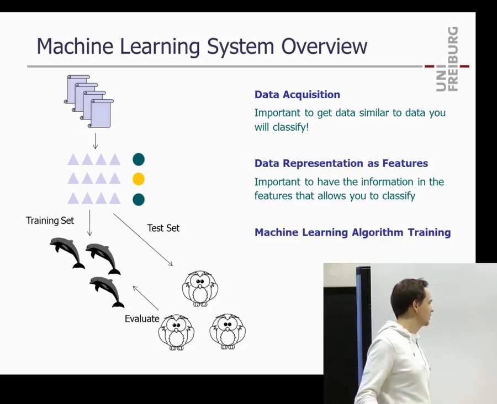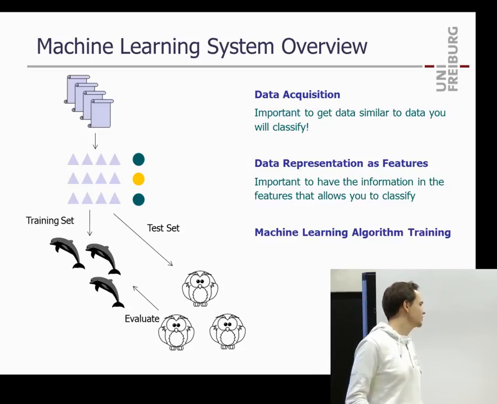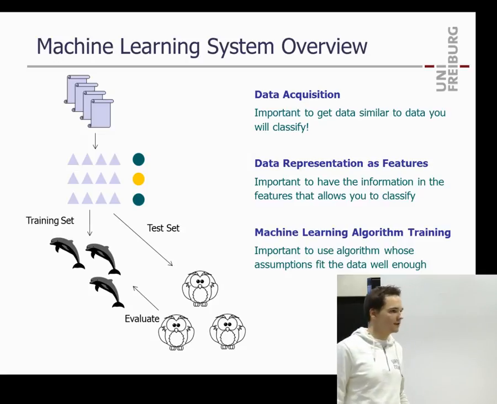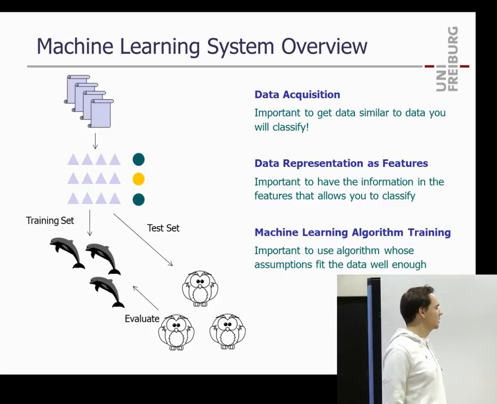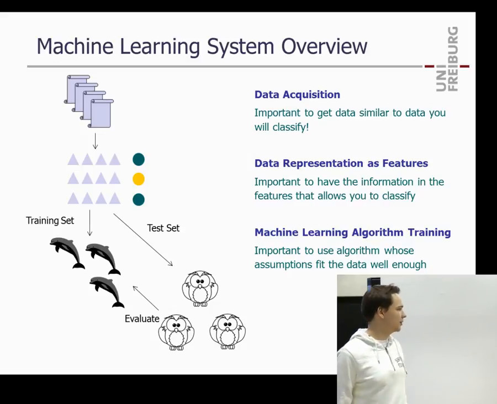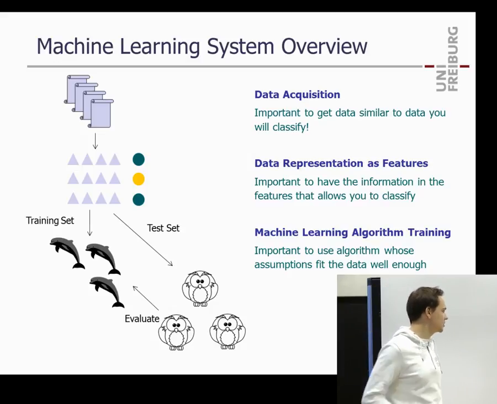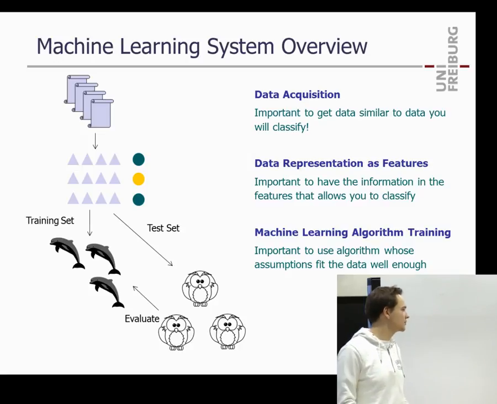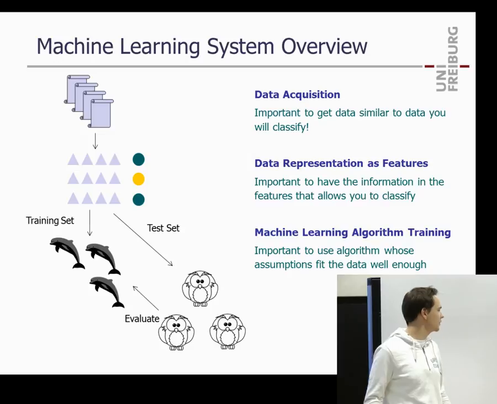Then comes the machine learning algorithm, or the training of the machine learning algorithm. There it's important that you know what kind of assumptions your algorithm makes, and whether they fit your data well enough. I already told you they don't have to be perfect. Like the naive Bayes assumption is usually violated and it still classifies well, but if it's violated very strongly, its performance will go down. So that's what you have to care about.